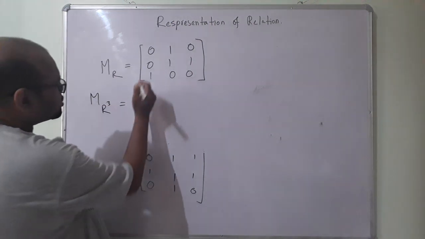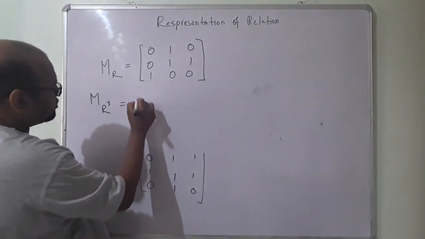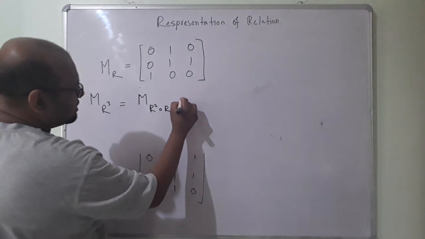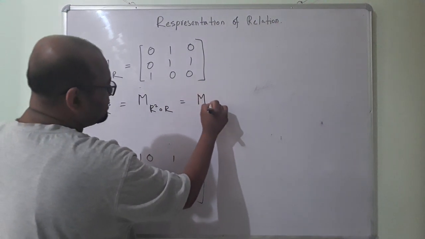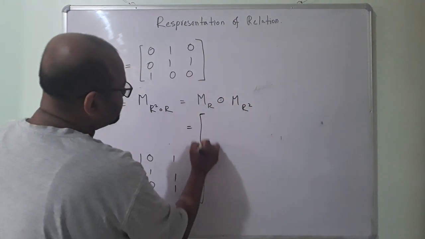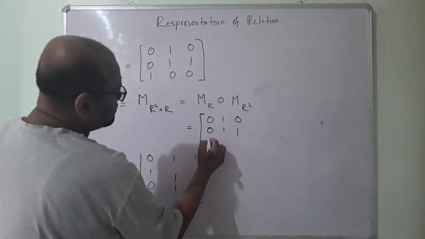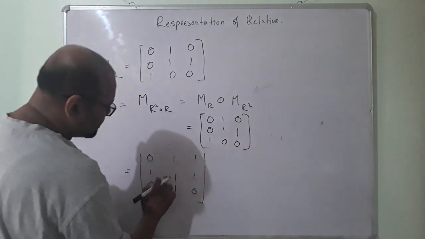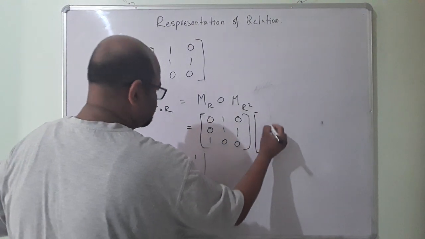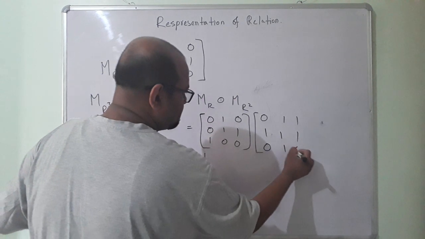So this would be R square. R cube is what? R cube is matrix R square compose R, means R compose R square, sorry. So this will be matrix R Boolean multiplied with matrix R square, right? So this will be this matrix 0 1 0 0 1 1 and 1 0 0 multiplied with this matrix. This is my matrix for R square. Alright, so this is 0 1 1 1 1 1 0 1 0.